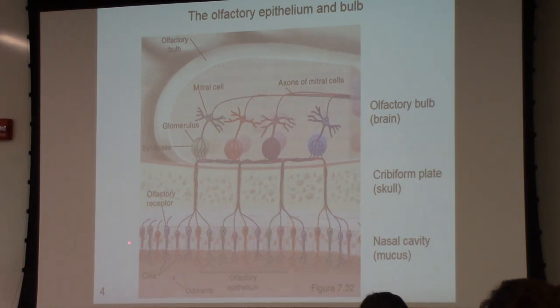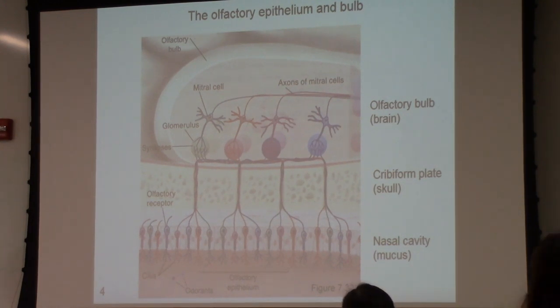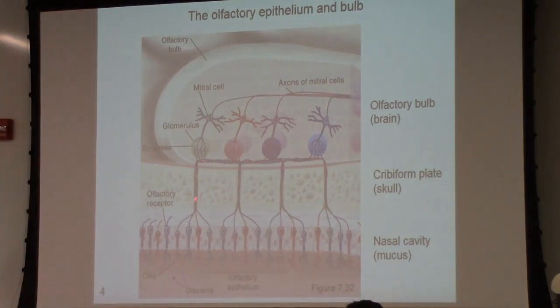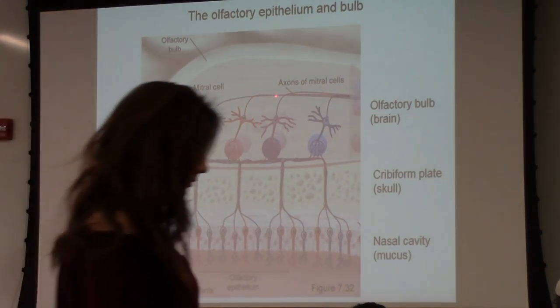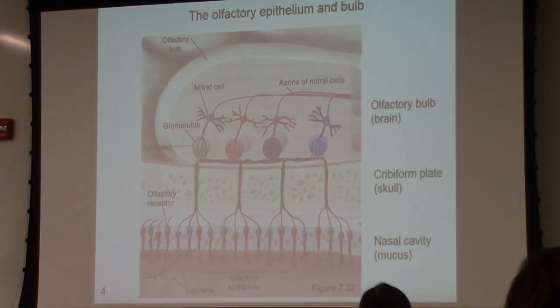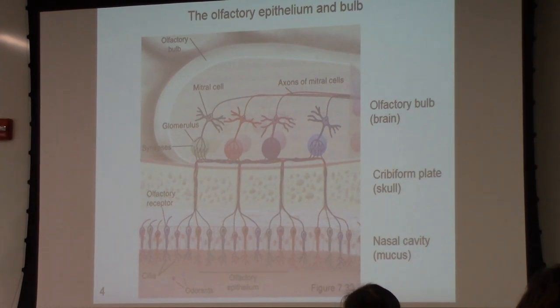I'm sorry, so these were supportive cells. Here's the bone, the cribriform plate. The axons go through the bone and form their first synapse in the olfactory bulb. The olfactory bulb is organized into what are called glomeruli of specific synapses, and we'll talk about that in a minute. Then the secondary neurons. These are the secondary neurons that have been activated by the primary neurons. The secondary neurons send their axons to the brain. Well, strictly speaking, the olfactory bulb is part of the brain, but it goes into the cortex.